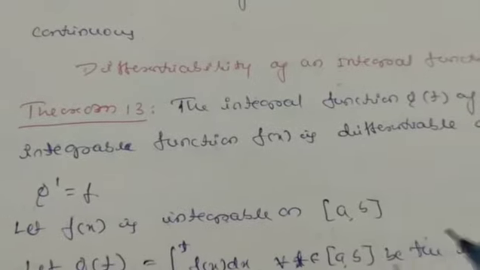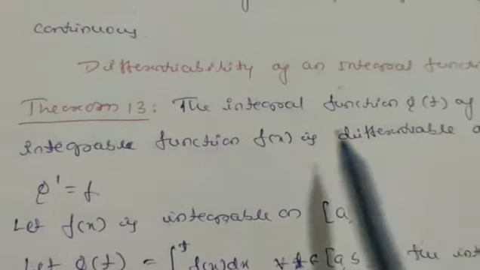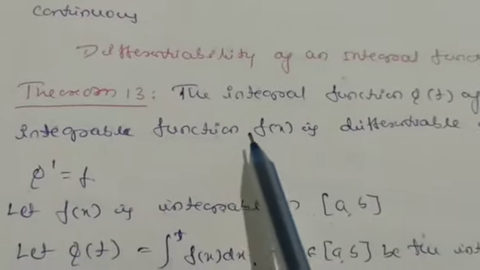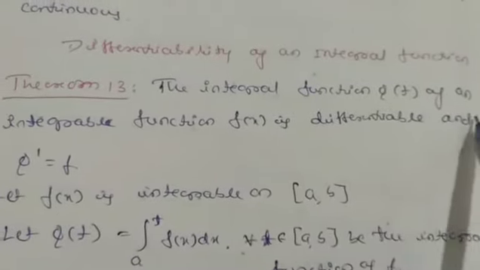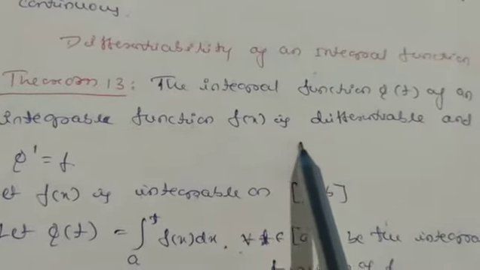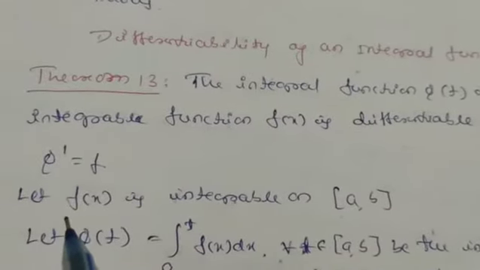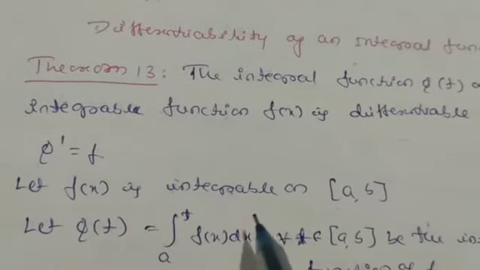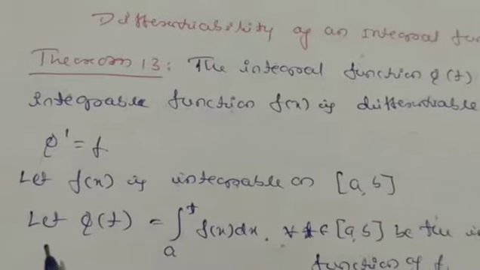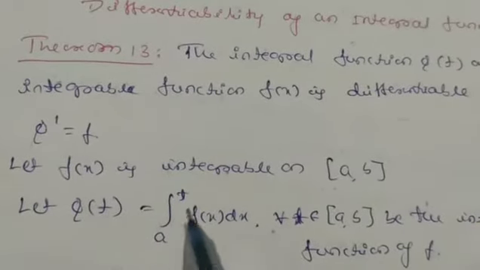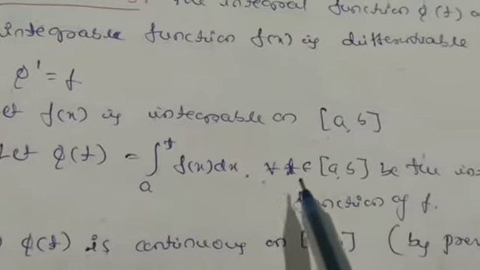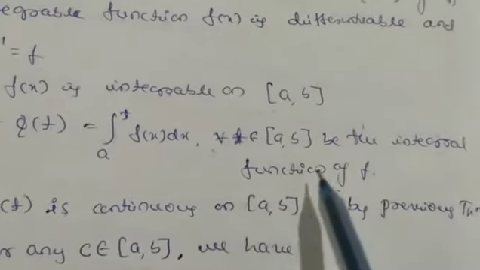Let us take here differentiability of an integrable function. Take one more theorem: the integral function phi of t of an integrable function f of x is differentiable and phi dash is equal to f. Let f of x be integrable on [a, b], it is given, and let phi of t is equal to integration from a to t f of x dx for all t belongs to [a, b], be an integrable function of f.